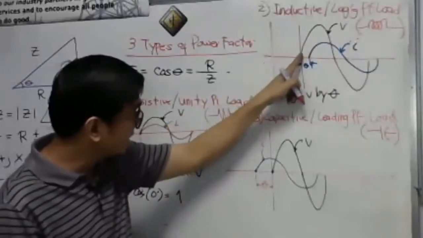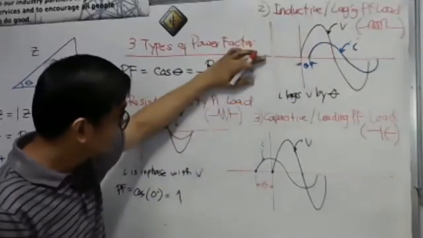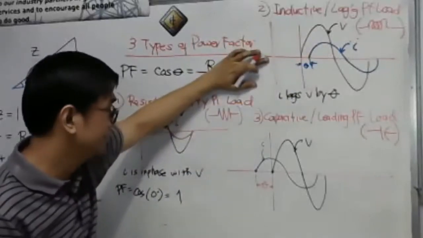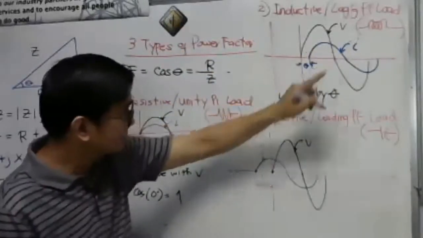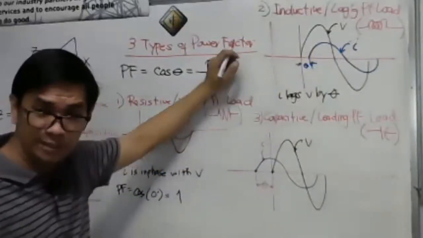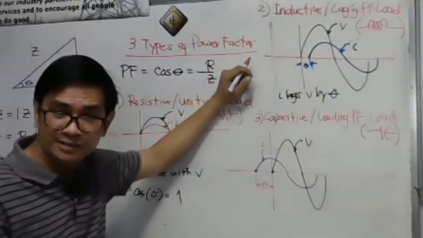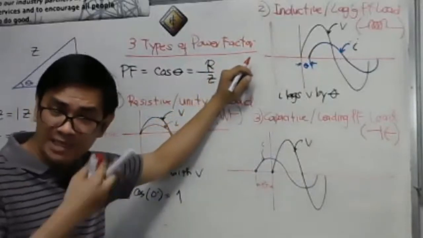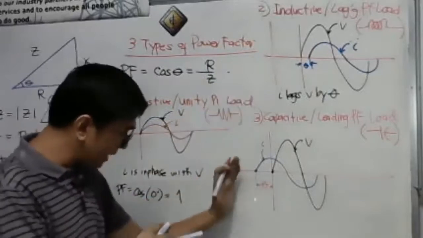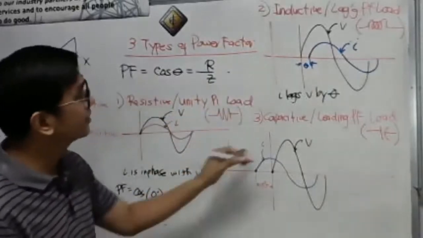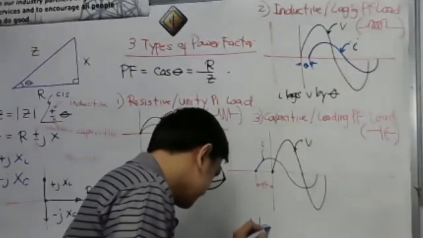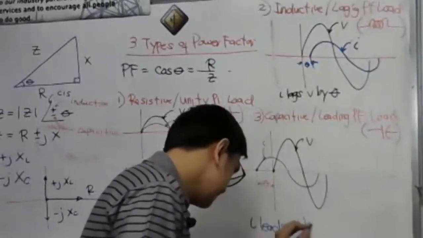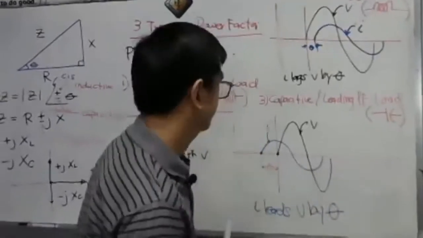You see, there is a head here. Nearer to this finish line. Stephen Curry, nahuhuli siya, no? If we mean lags, nahuhuli yon, no? It lags. If we mean lead, you are in front, no? This is the finish line. Then you read this as I leads B by theta.